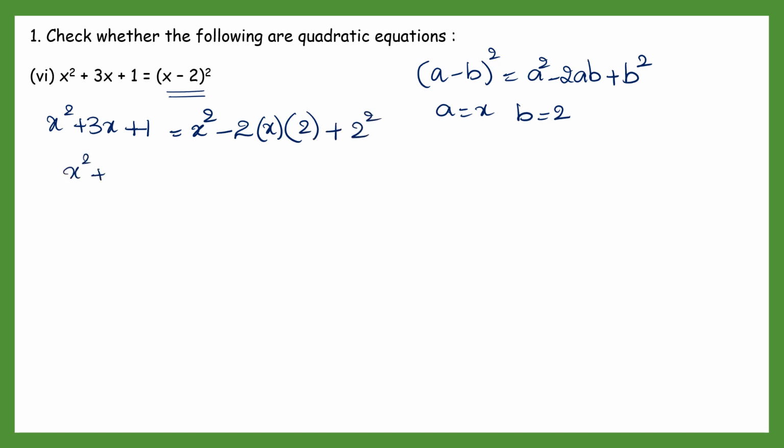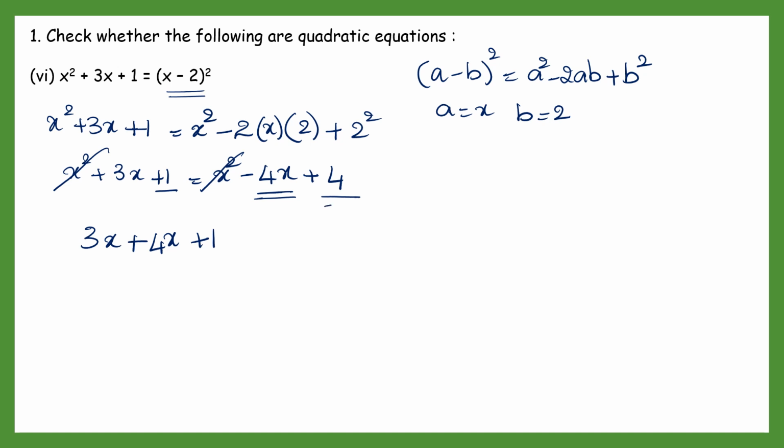X square plus 3x plus 1 is equal to x square, 2 2s are 4, so minus 4x plus 4. X square on the left side, x square on the right side, so they get cancelled. 3x you have on the left side. This minus 4x, if it comes to the left side, will become plus 4x. Here you have plus 1. This plus 4 is on the right side of the equation. If it comes to the left side, it will become minus 4. 3x plus 4x is 7x. Minus 4 plus 1, you get minus 3.